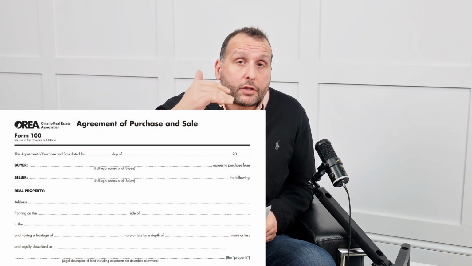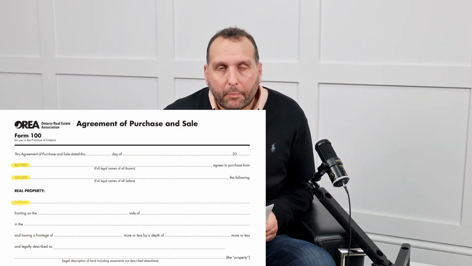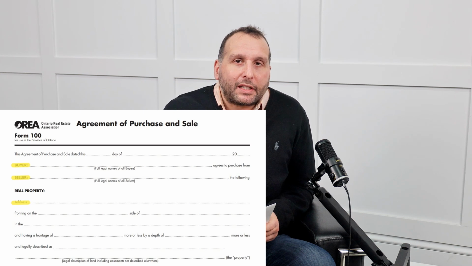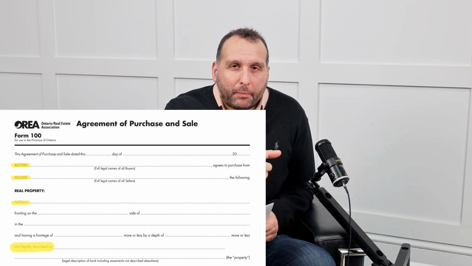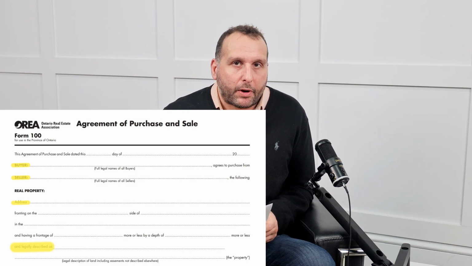So the first section is pretty simple. It really just identifies who the buyers are, who the sellers are, the address of the property in question. It also has a legal description of the property. That can be confusing, but that's really just the way the property is labeled in the government's land registry system.